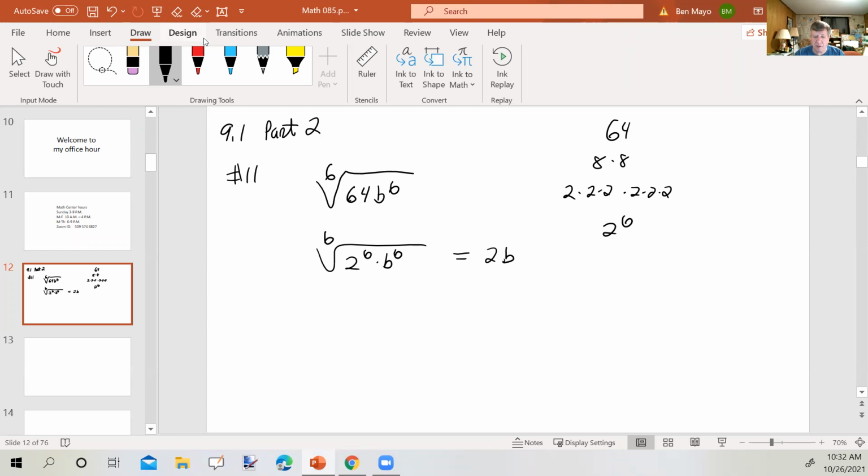So if b is unrestricted, that means b might be positive or negative or 0. But since I've got b as part of the answer here, I have to make sure it's not negative. So the way to do that is to put absolute value bars around the b. So there is the correct answer, 2 times the absolute value of b. That way, if b is negative, we're still assured that 2b is a positive or at least non-negative answer. Any questions about that before we go on to another example?